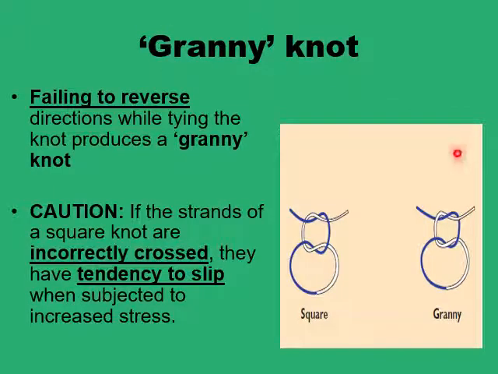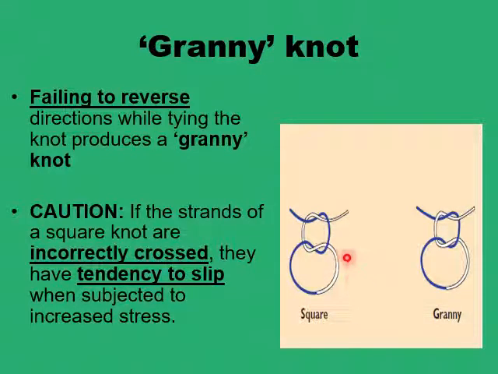Now this is to illustrate how things can go wrong easily. If you are aiming to do the secure square knot, you wrap one end of the suture on the other to form the first half reef knot, and then you reverse direction and do the other half reef knot, and you end up with a secure square knot.